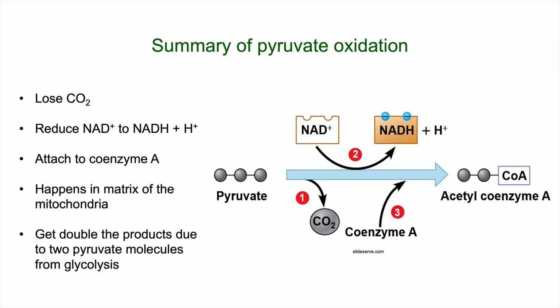So again, if I want to summarize pyruvate oxidation, this is happening in the matrix of the mitochondria. I have to lose a CO2. I have to reduce an NAD to NADH plus H plus. There's potential energy there for later. I've got to attach to a molecule of coenzyme A. And because, remember, we formed 2 pyruvates, all of this is doubled. We're getting 2 acetyl-CoAs. We're getting 2 NADH plus H pluses. We're releasing 2 CO2s from each initial molecule of glucose.